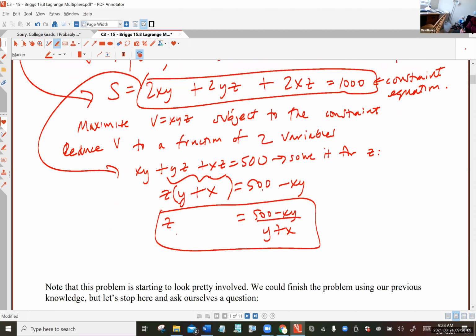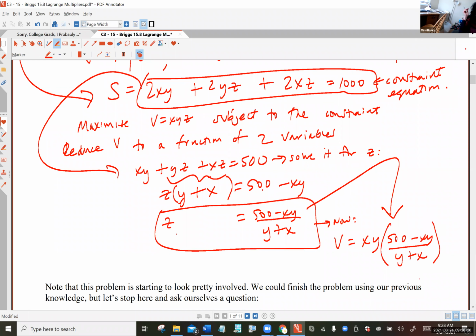Now, why is this going to be a big pain? Because now when you substitute this into your volume equation for z, since your volume is xyz, your volume is now reduced to a function of 2 variables. So you could do everything that we've been doing this last week: go get the partials, set them equal to 0, and then do the D test. But do you see right now that you're going to have to use the quotient rule in order to take the partials here? So Vx and Vy are not going to be very fun to go get.